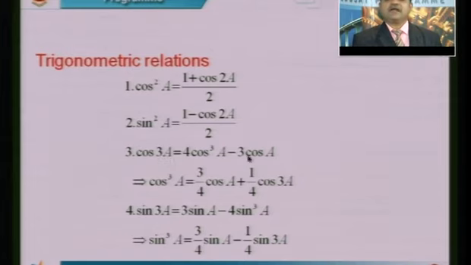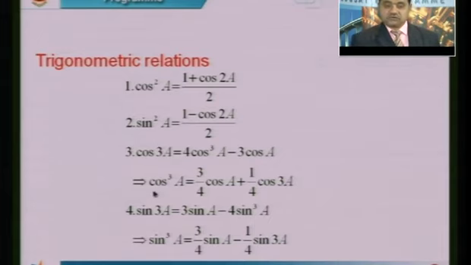From this I can find out what my cos cube is. This 3 cos a goes to the left hand side. So cos 3a plus 3 cos a, divided by this 4. So 3 by 4 cos a, this one. Then 1 by 4 cos 3a.